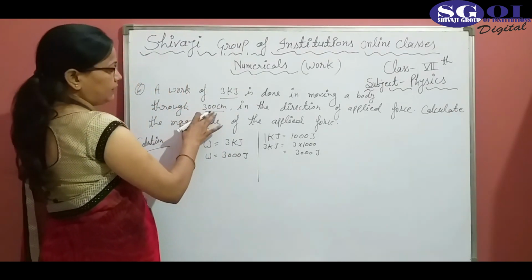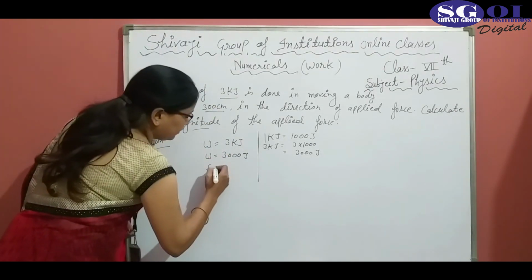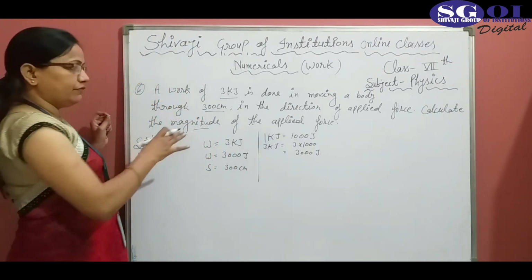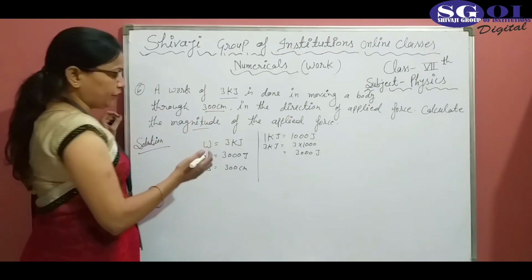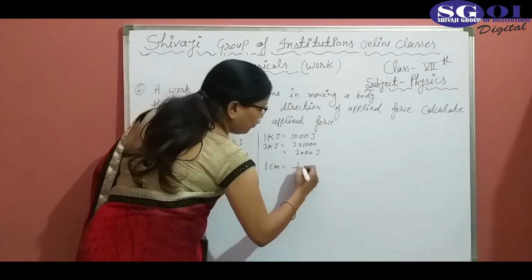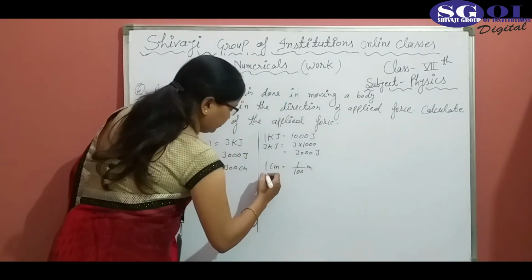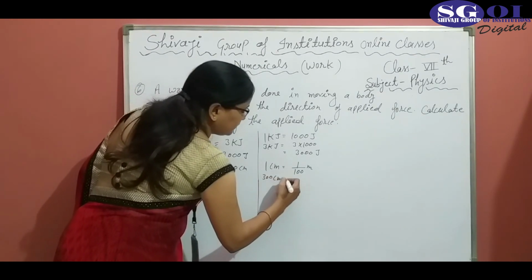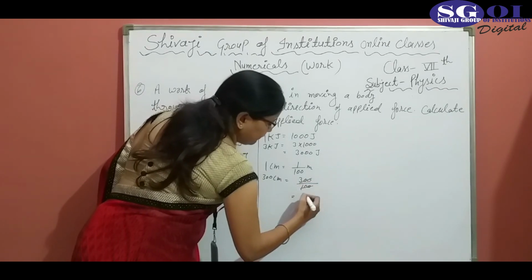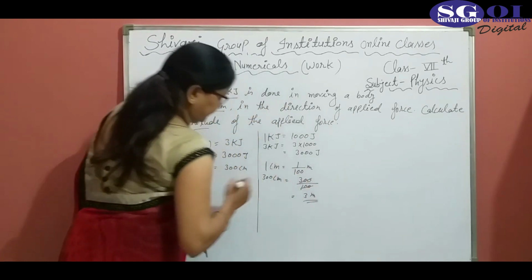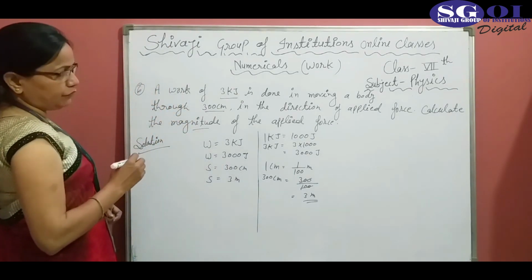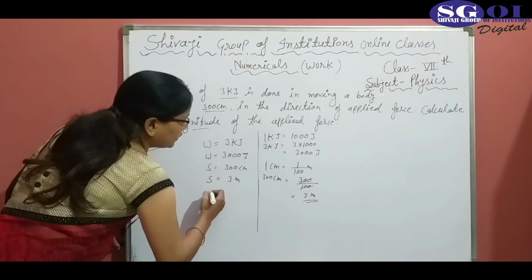And displacement is 300 centimeter. Student, firstly we have to convert centimeter into meter. So 1 centimeter equal to 1 by 100 meter. So 300 centimeter equal to 300 divided by 100. After dividing we get 3 meter. So the displacement is 3 meter. And we have to find out force.